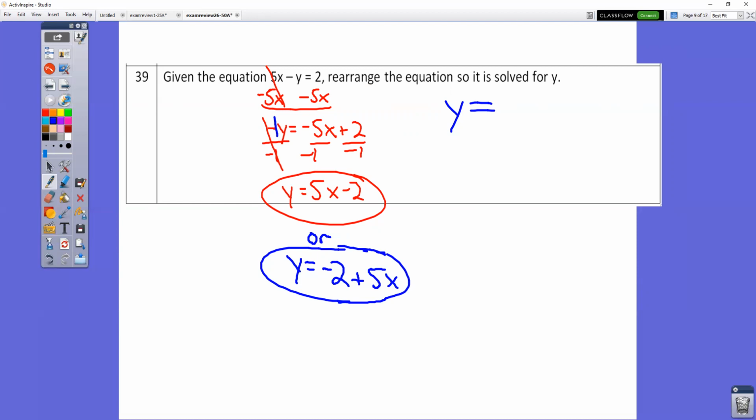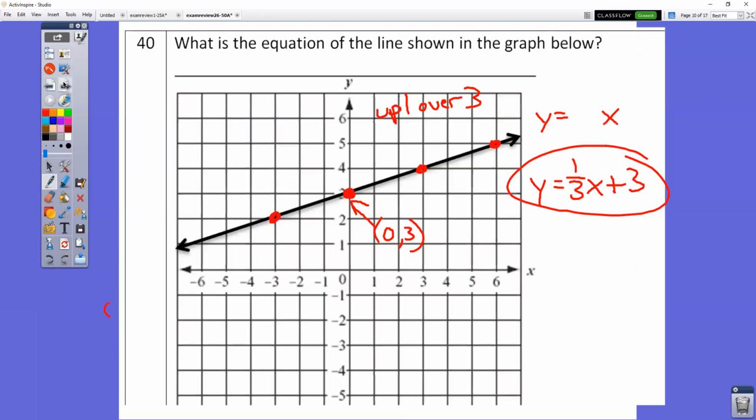If you didn't rearrange the order here and just left it as 2 minus 5x, you might have gotten this as an answer, which is perfectly fine. Just know on the final exam for a multiple choice, it will be flipped around. But that's technically an incorrect answer.